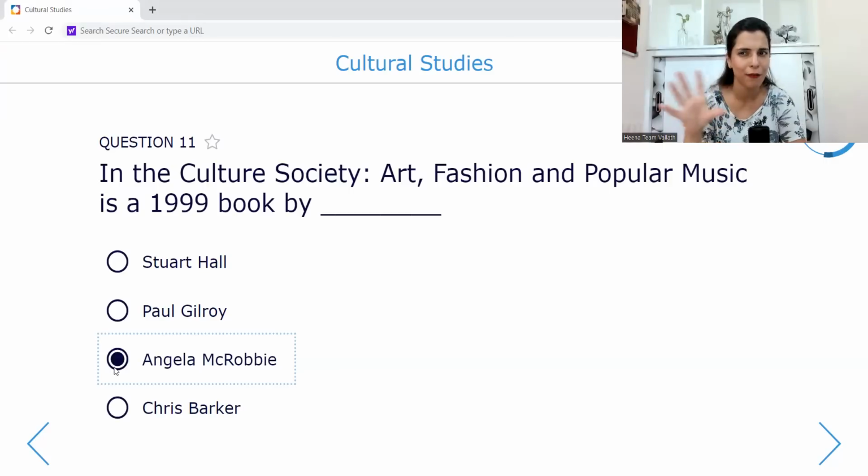Connect McRobbie with art, fashion, and popular music. I want to rob art, fashion, and popular music. This book was published in 1999. And who is Angela McRobbie? A British cultural theorist. She is 72 years old right now.